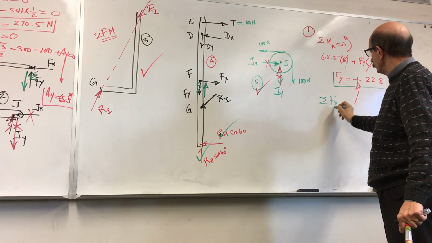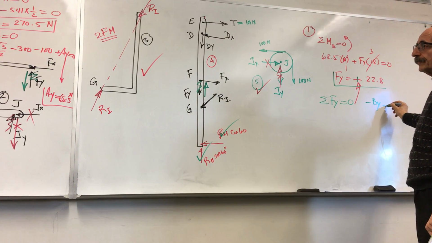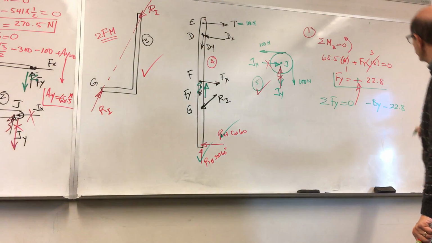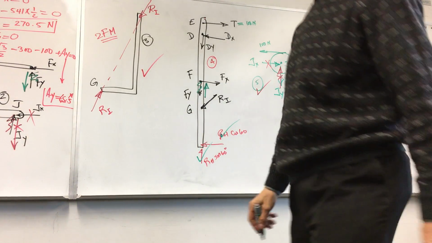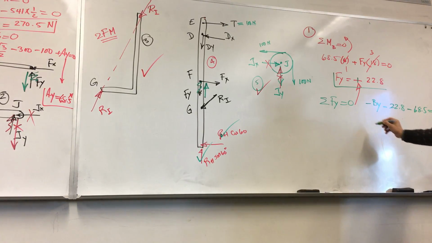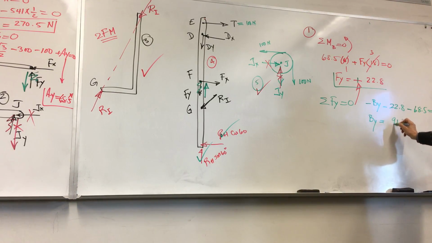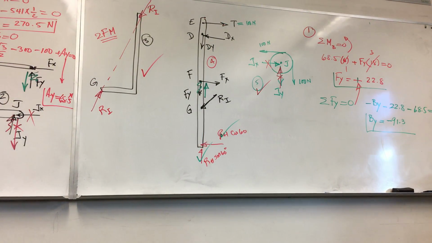So that's FY. You write summation of forces along Y is equal to 0. So you have negative BY, negative 22.8, which is FY, and negative AY. You found AY was 68.5. So BY comes out to be negative 91.3. That means again the assumption for its direction is wrong, so you have to change that.